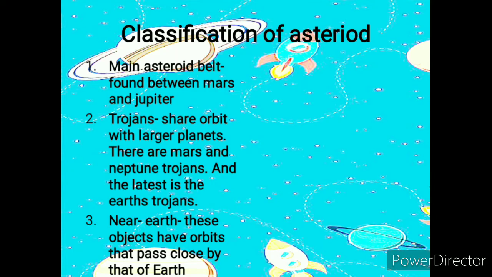Okay? So, we also have the near Earth. The near Earth are just orbits that pass close by that of the Earth. Malapit sa orbit ng Earth. Kaya near Earth. Yung Trojans, nasa mismong orbit ng Earth. So, when we say Trojans, they are on the same orbit of the larger planet. When we say near Earth, these are just near. They are not yet within the orbit of the Earth.